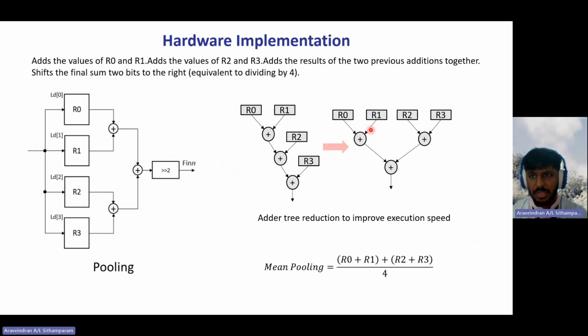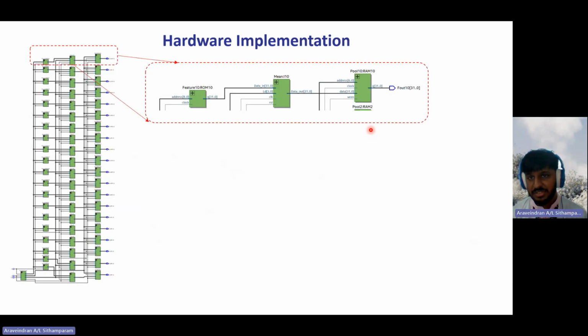From here we can understand that each input is placed in R0, R1, R2, and R3. Then they are summed, then divided by 4, which means shifted 2 times. So this is the hardware implementation from Quartus.